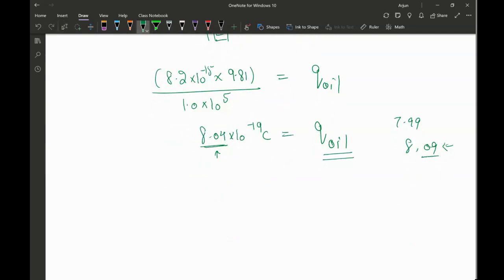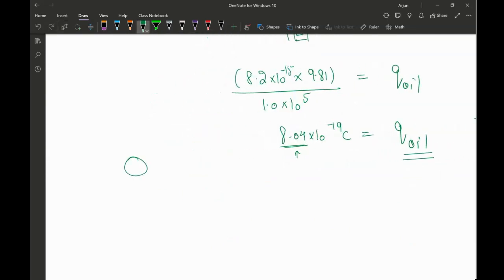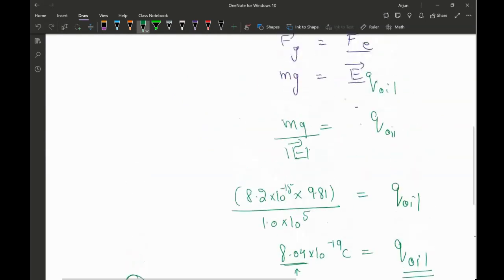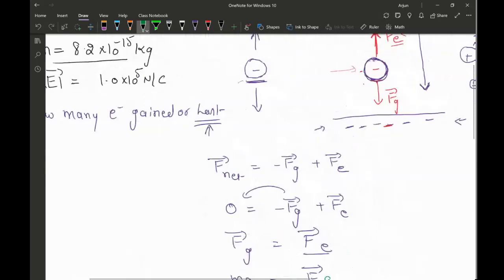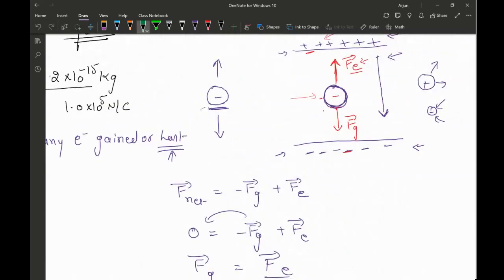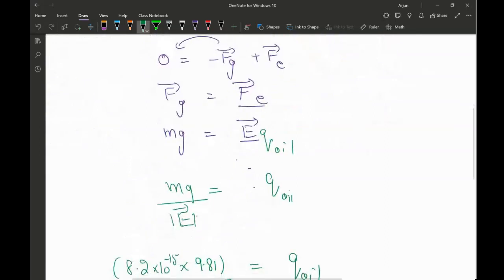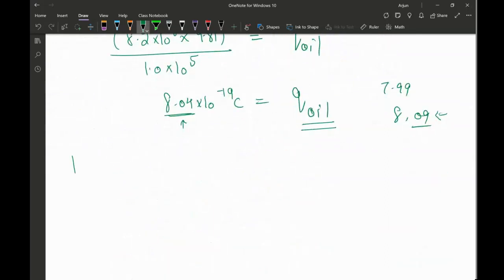Now we figured out the charge on an oil droplet. Now I wanted to find out the number of charges on this oil droplet, and I'll understand that with the help of an analogy. If I have a bucket whose total mass is 10 kg, and the mass of one apple is 2 kg, and I ask how many apples are in the bucket, you'd say 10 divided by 2, that will be 5.